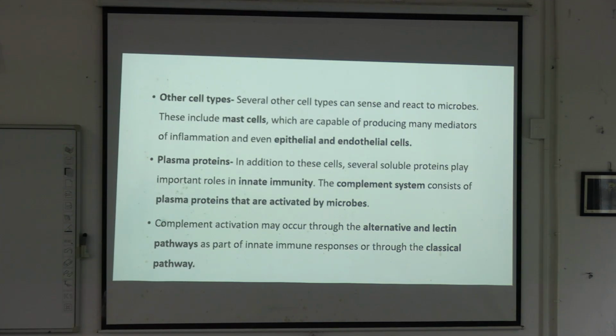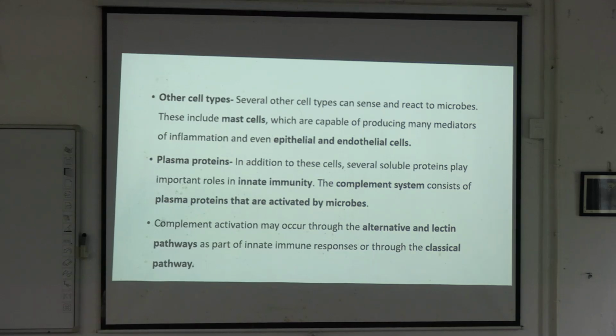Other cell types: several other cell types can sense and react to microbes. These include mast cells, which are capable of producing many mediators of inflammation, and even epithelial and endothelial cells. Plasma proteins: in addition to these cells, several soluble proteins play an important role in innate immunity. The complement system consists of plasma proteins that are activated by microbes. Complement activation may occur through the alternative and lectin pathways as part of the innate immune response, or through the classical pathway.